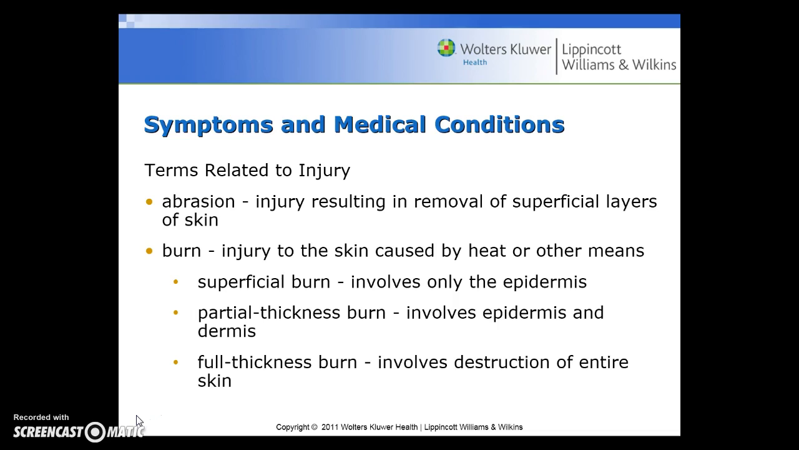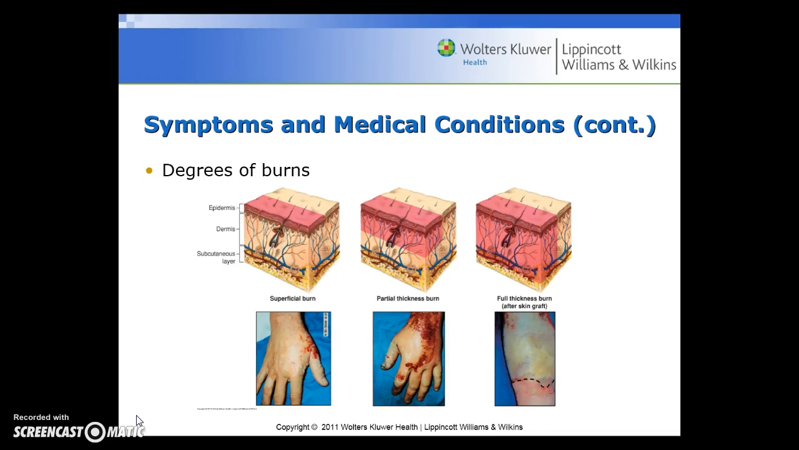Burns are described based on the injury to the skin. A burn is an injury of the skin caused by heat or other means, but a superficial burn involves only the epidermis. A partial thickness burn involves the epidermis and dermis, and a full thickness burn involves destruction of the entire skin.